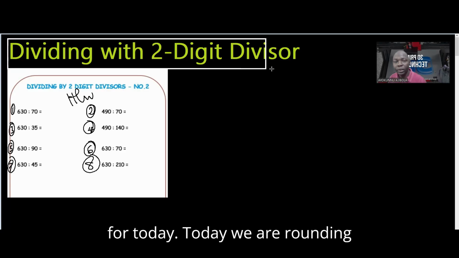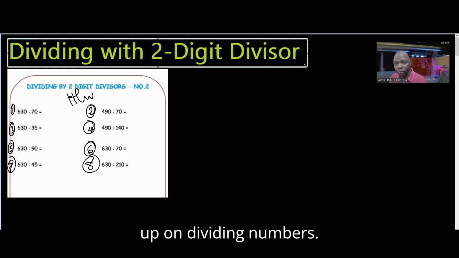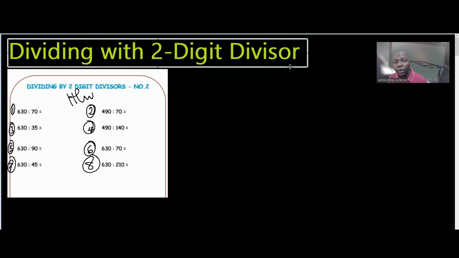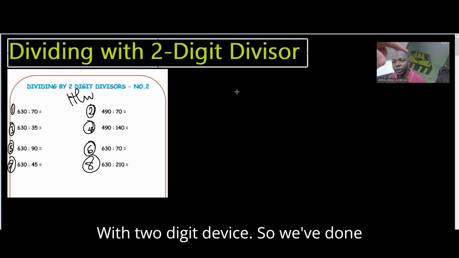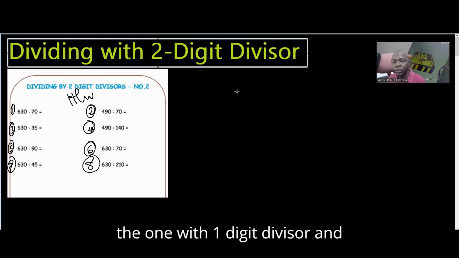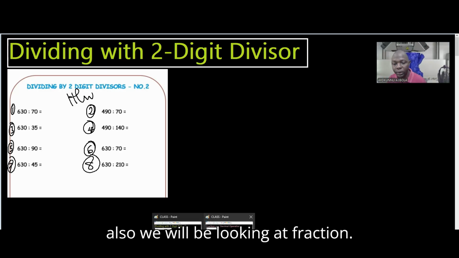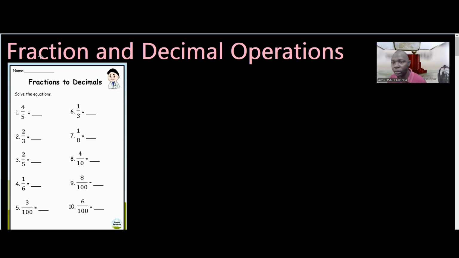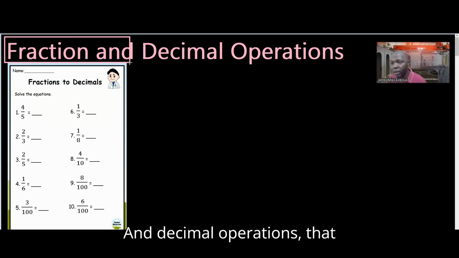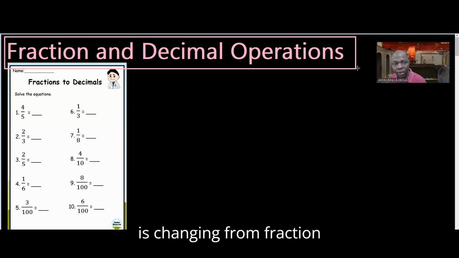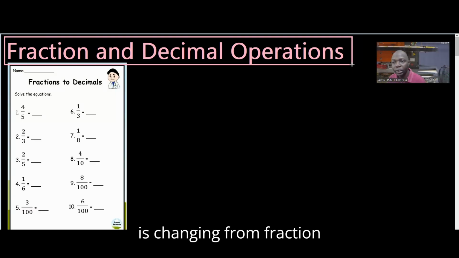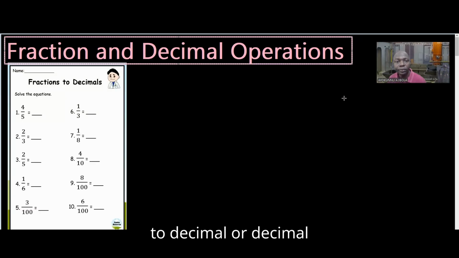Today we are rounding up on dividing numbers with two-digit divisor. We've done the one with one-digit divisor and this is with two-digit divisor. And also we will be looking at fraction and decimal operations, that is changing from fraction to decimal or decimal to fractions.